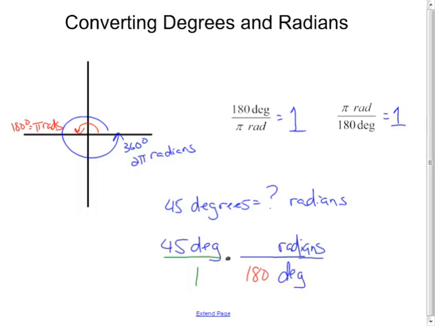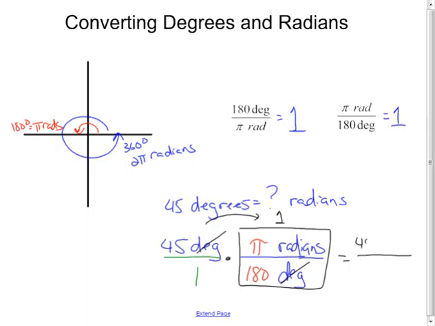There's 180 degrees for pi radians. The number in the black box is in fact equal to 1, which is great because then when I multiply by it, I'm not really changing anything. And then I just apply my rules of multiplying fractions. I notice that the degrees will cancel because a degree divided by a degree is equal to 1.